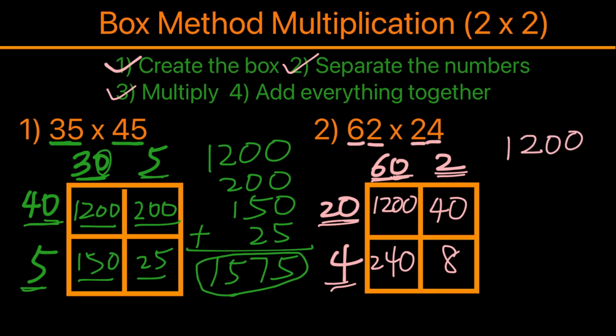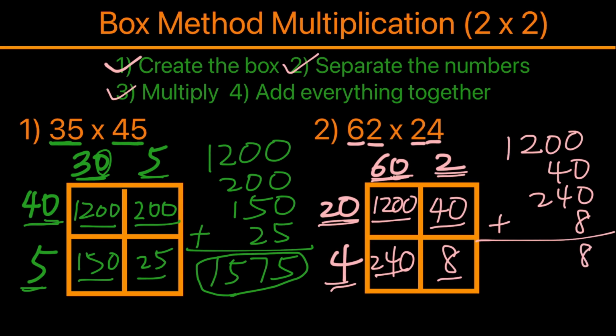So we have 1200, 240, 240, and 8. After we add them together, we have 1488, and that's our answer. Now you can also input the 62 times 24 in the calculator and see if the answer comes out the same.